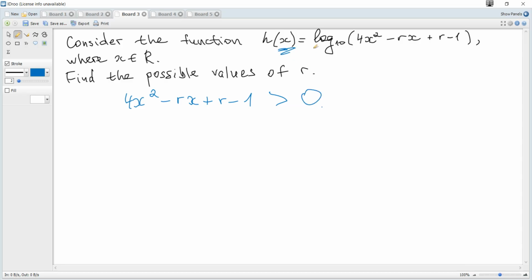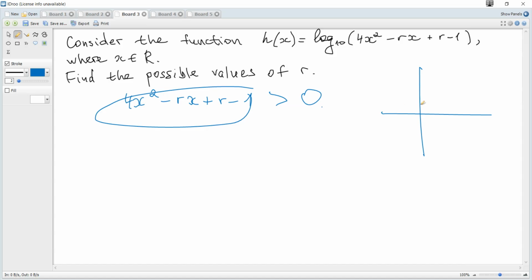And notice that it depends on x. X is variable, and with respect to x, you can see it's a usual quadratic function, and the graph is concave up, because the coefficient in front of x squared is positive, so it's a concave up parabola. And to be greater than 0, it means what values? It means y values. So the parabola must be somewhere here above the x-axis.